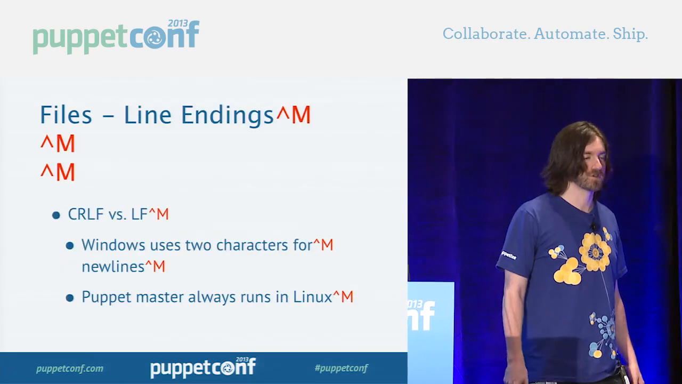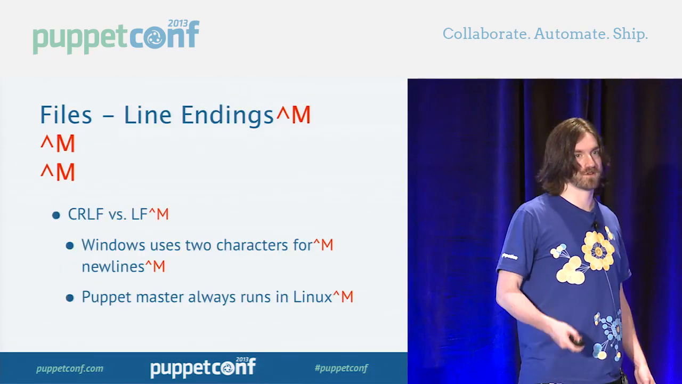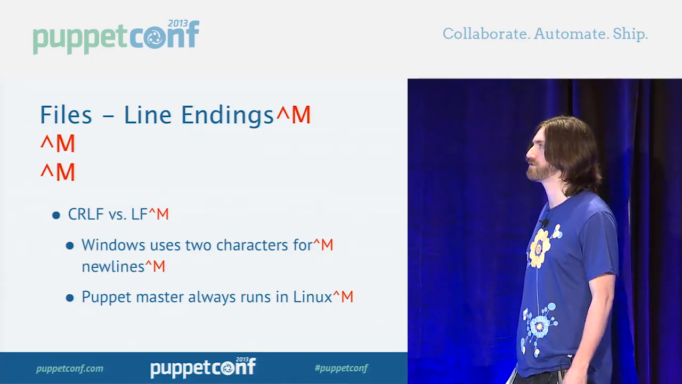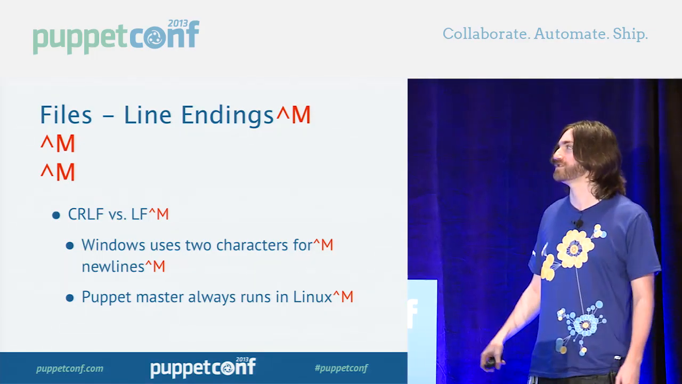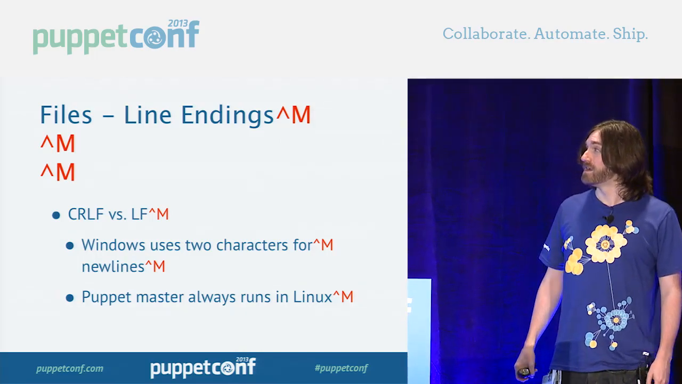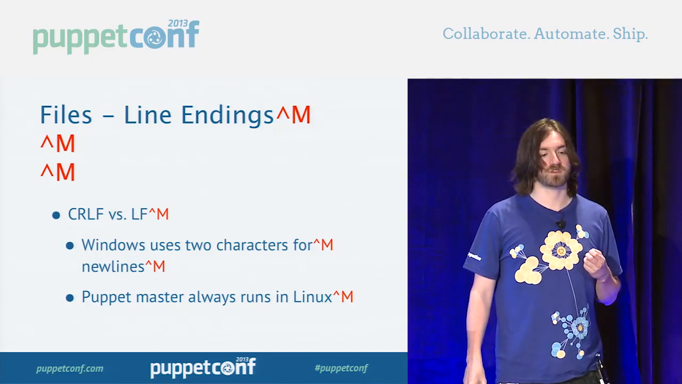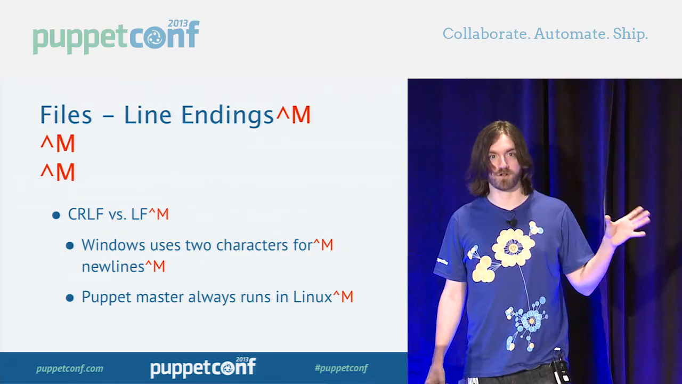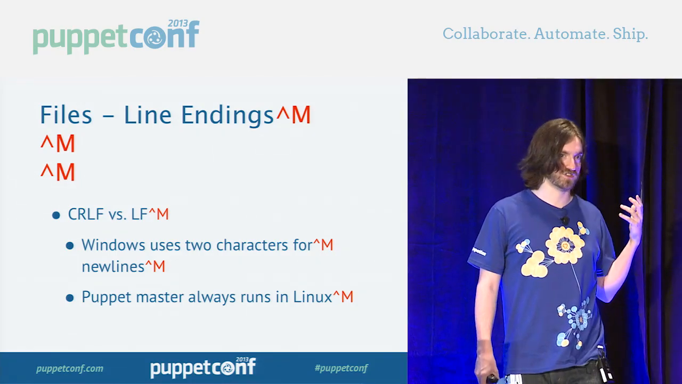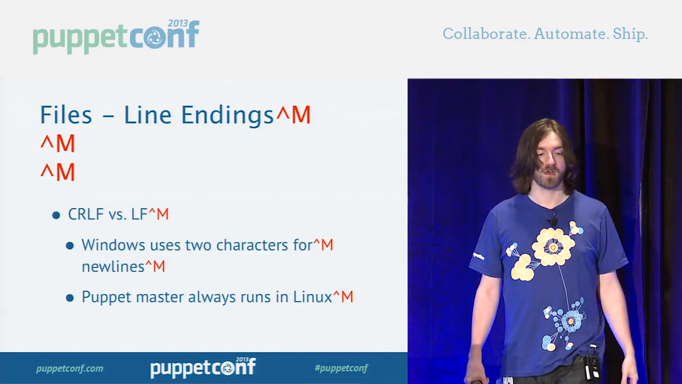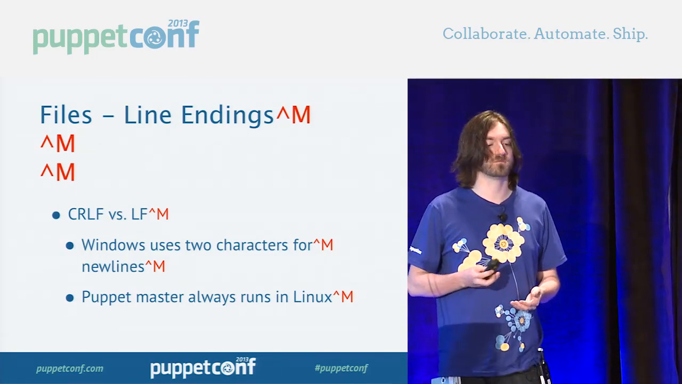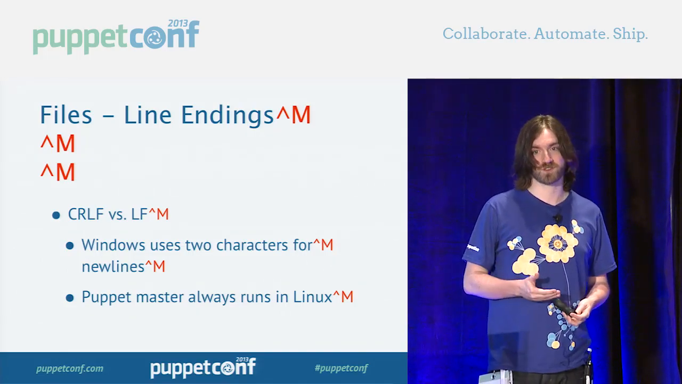Okay? So line endings is the other one. Anybody who's ever copied a file from a Windows machine to a Linux machine has probably seen something like this and wondered, why does it do that to me? It's really annoying. The problem here is that Windows uses a carriage return line feed in order to specify what character ends a line, whereas Linux uses just a simple line feed character. So that confusion there is possibly going to cause you problems, especially since the Puppet master is running on Linux.